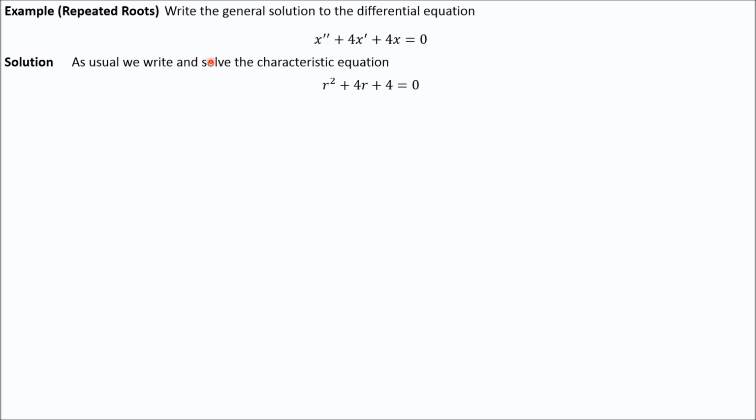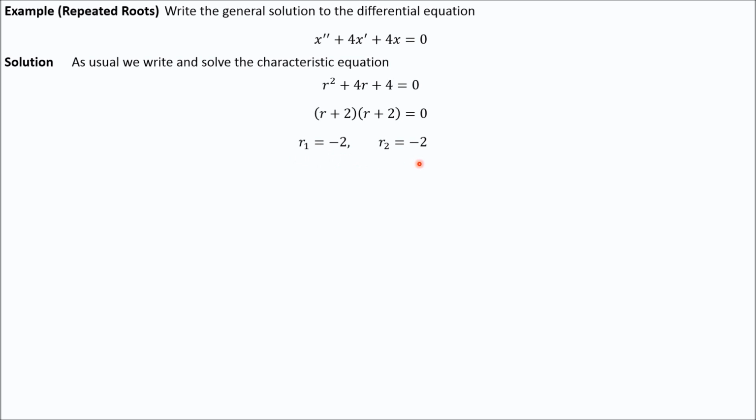And finally, I need to tell you how we deal with repeated roots. So here's an example of a differential equation that has the repeated root issue. Here's how we deal with it. As usual, we want to solve the characteristic equation. Here it is, but it has a repeated root of -2 and -2. That's what I mean by a repeated root, in case you forgot what that is.